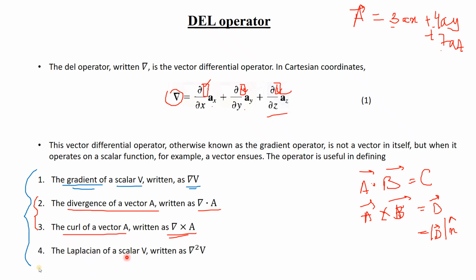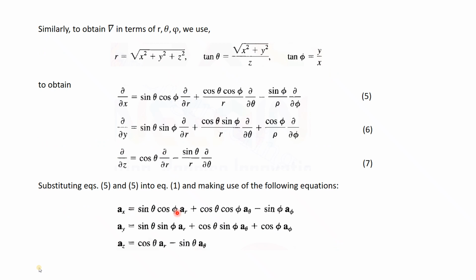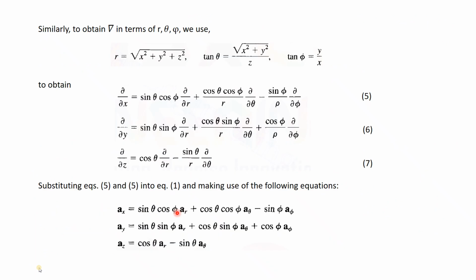Now there is the fourth operation, which is called the Laplacian of a scalar. We will come to that later. First, these first three things are very important, because the actual study of electromagnetic field theory depends upon the gradient of a scalar, the divergence of a vector, and the curl of a vector.